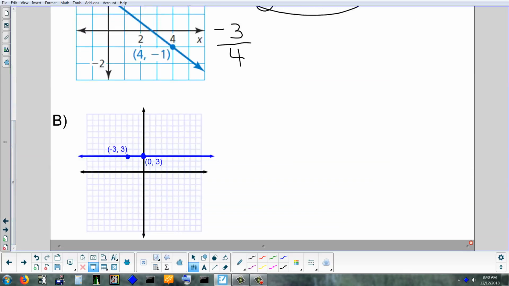Here's another one. First 2 things I have to put, Chris. What's the first 2 things I have to write, even before doing any type of math? Y equals. Y equals. Very good. Nathan, what's the first thing I want to find after that?